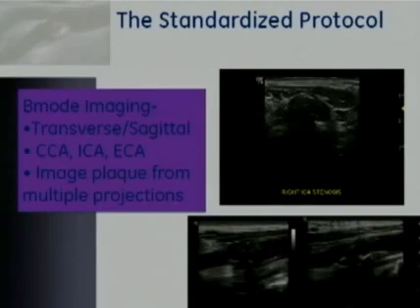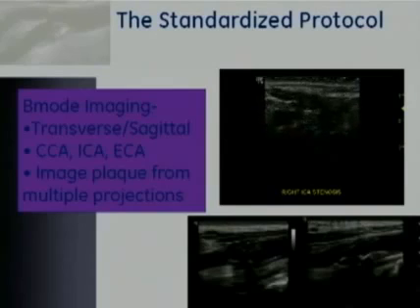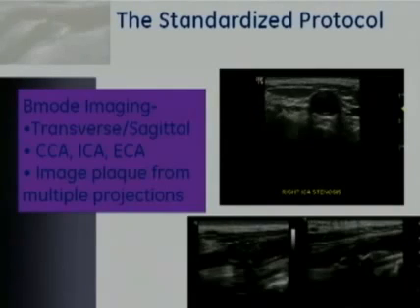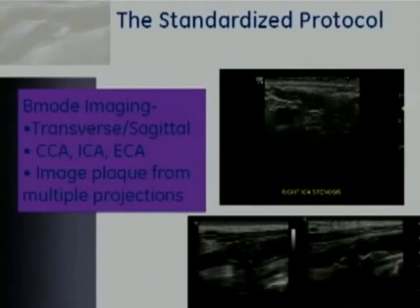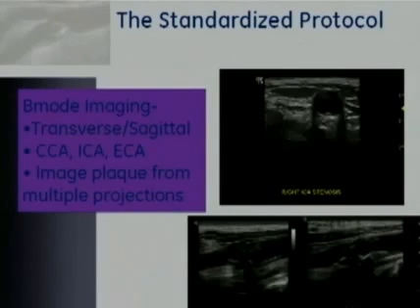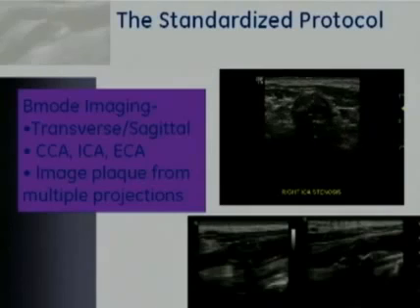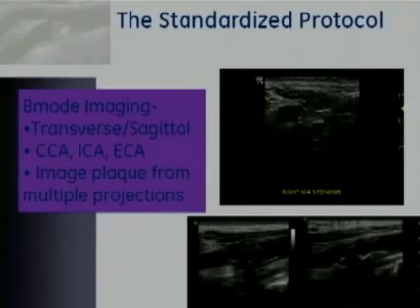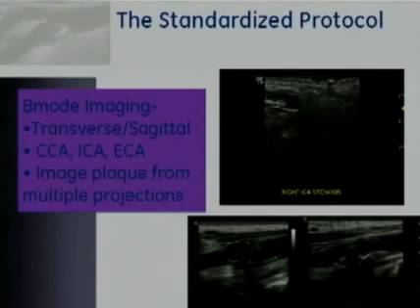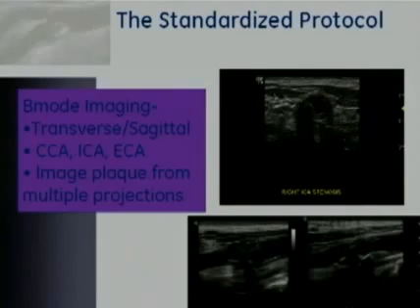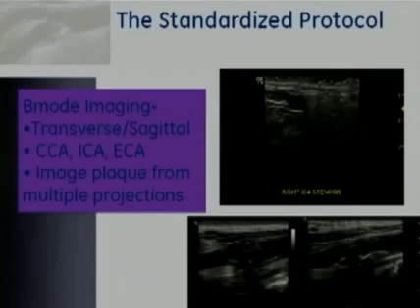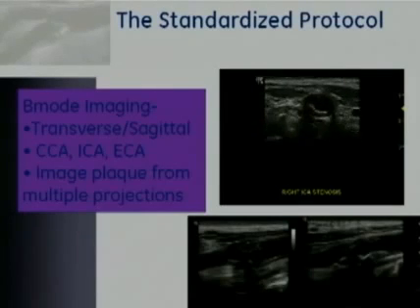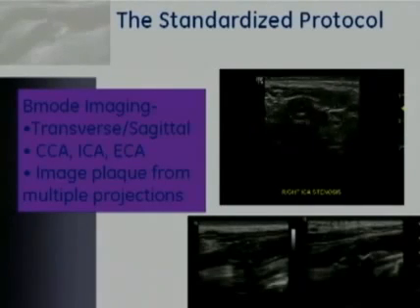I like to start with transverse imaging. I think transverse imaging is very important because when you are in cross-section, you can visualize the whole circumference of the vessel. This gives you a good idea about the plaque burden on the vessel. It's also a good way to look at where the plaque is located on the vessel so that you can plan your sagittal approach. You already have an idea of how much the lumen is compromised.